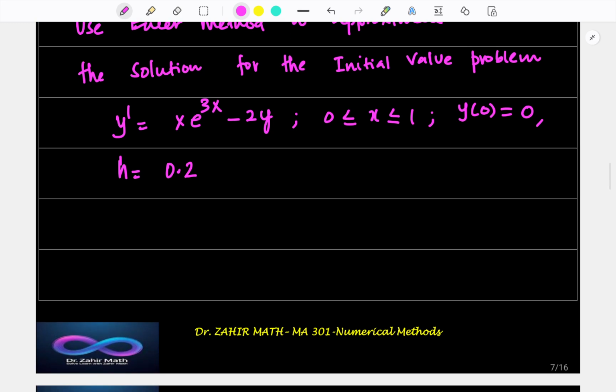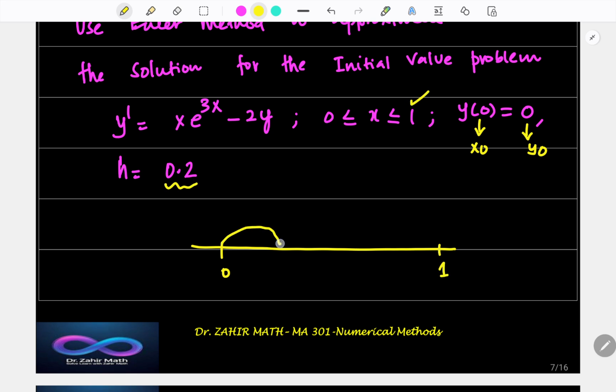Let me explain everything. So look here. Your values are starting from 0. The initial value is 0. This is your x naught and this is your y naught. And it goes up to 1. It's very clearly given. And the h value is given 0.2. So you are jumping 0.2 and then 0.4, then 0.6, then 0.8, and then jumping again, you will get 1.0.